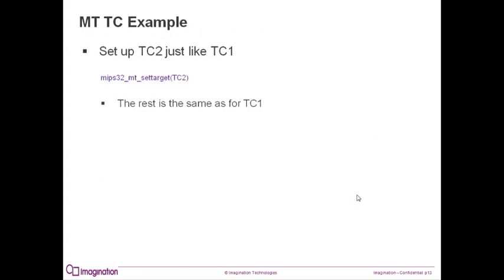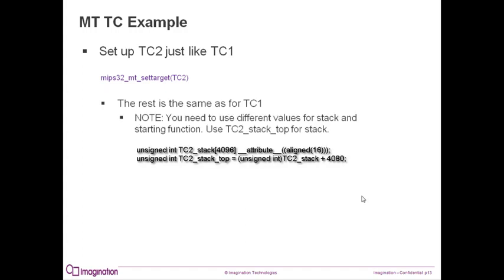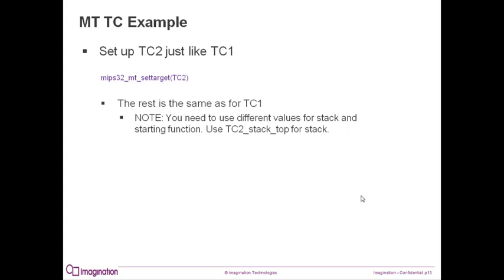To set up thread 2, I just set the target TC to 2 and then set up the same as thread 1. The one thing that must be different for each thread is the stack, otherwise the stacks will get corrupted. You can use the same starting code address, since each thread will have its own stack and therefore will have its own context. However, this example will use a slightly different code for each thread, so we will also change the starting address.